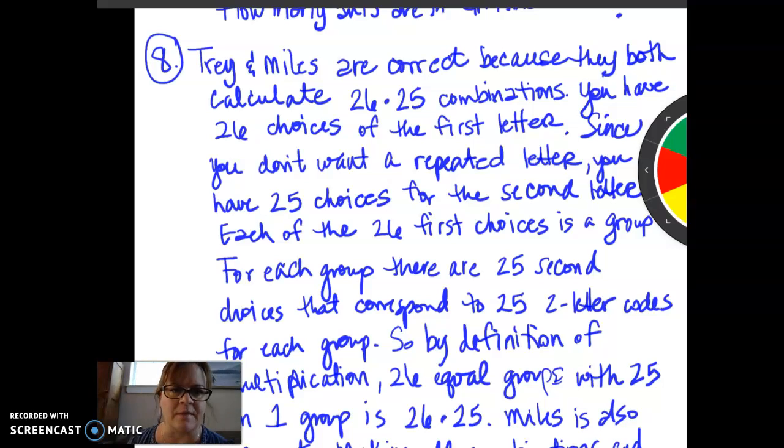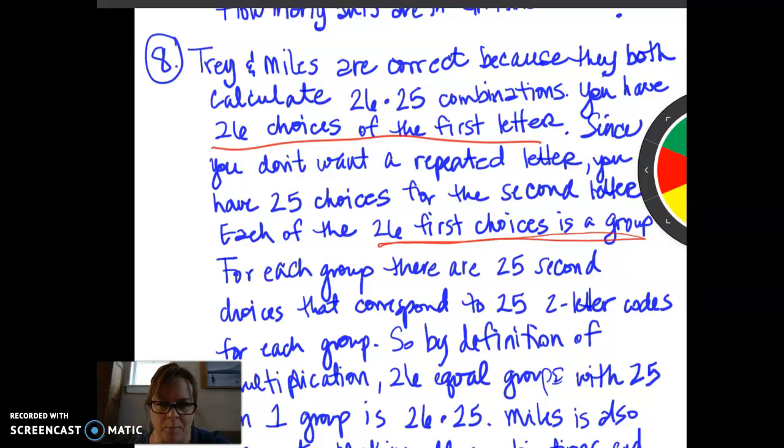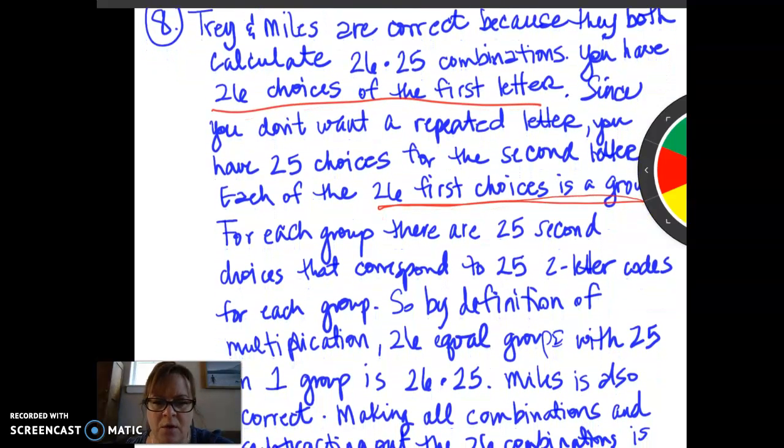So here's why. Think of it this way. You have 26 choices of the first letter. Since you don't want a repeated letter, you have 25 choices for the second letter. And each of the 26 first choices is a group. So for each group, there are 25 second choices that correspond to the 25 2-letter codes for each group. If we go back to our definition of multiplication, we know that 26 equal groups with 25 in one group gives us 26 times 25.